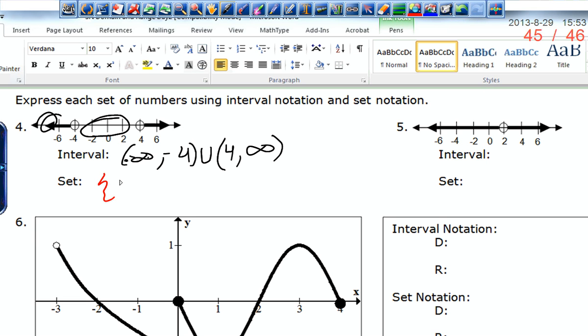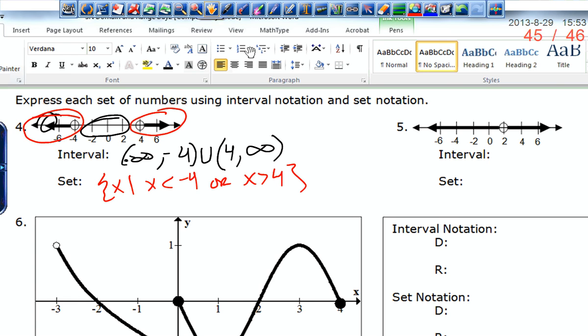Set of all x such that, I'll throw something new at you. x is less than -4, or x is greater than 4. What we're saying there is that x is less than -4, boom, and also more than 4, because they're separate.